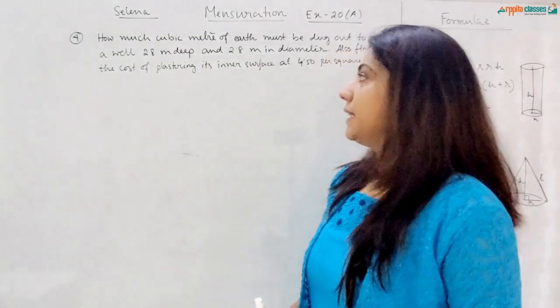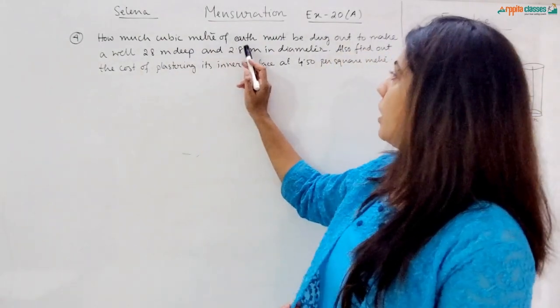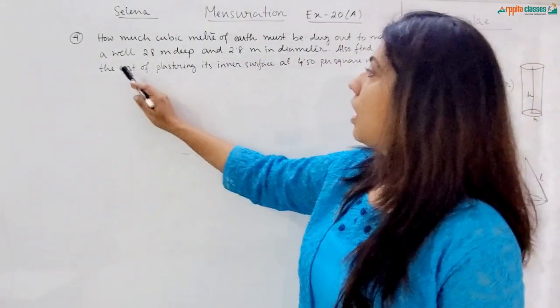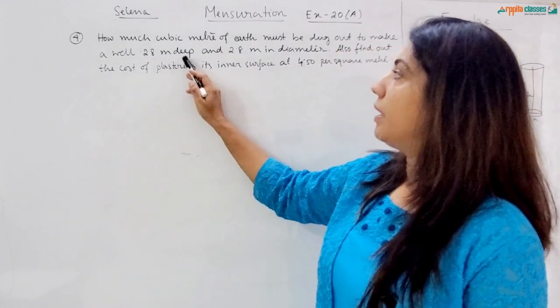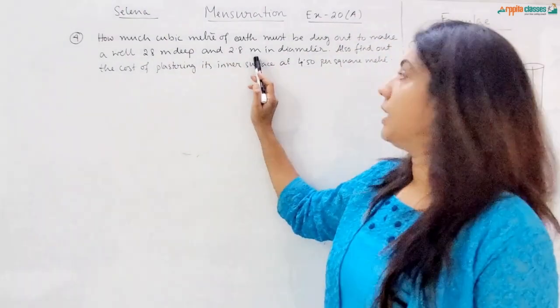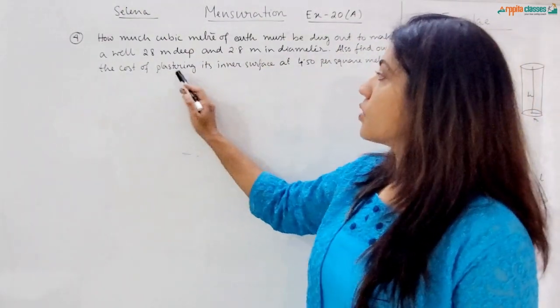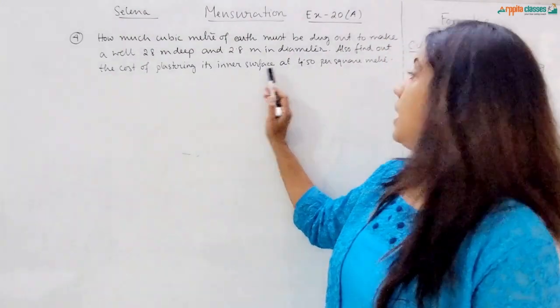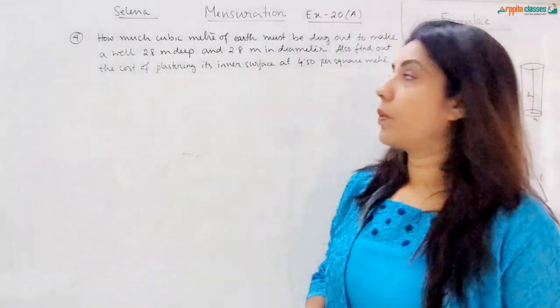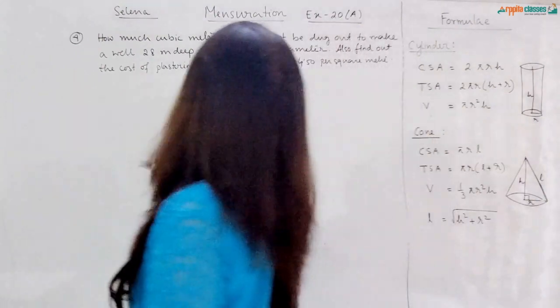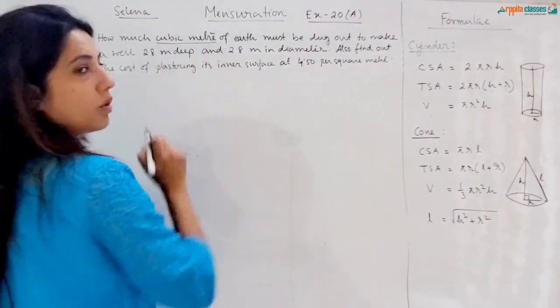Let's proceed to the next sum. How much cubic meter of earth must be dug out to make a well 28 meter deep and 2.8 meter in diameter? Also find out the cost of plastering its inner surface at the rate of 4.50 per square meter. So how much cubic meter means they are asking for the volume.